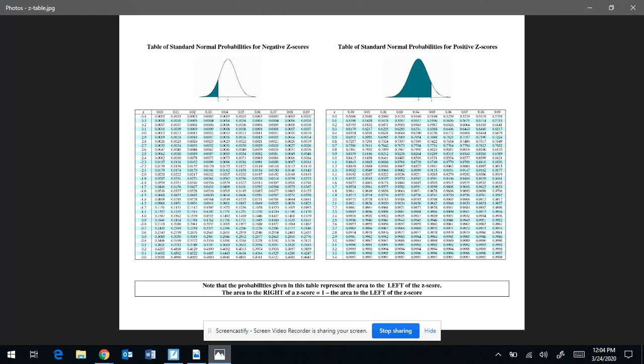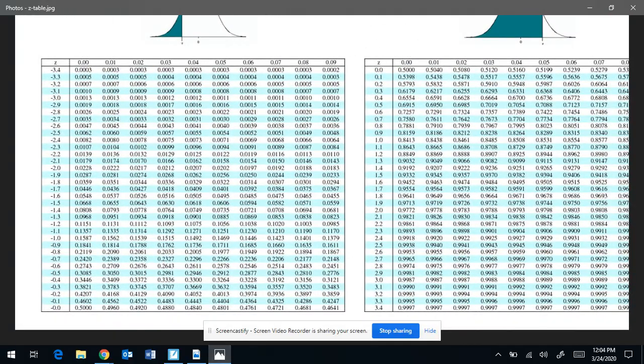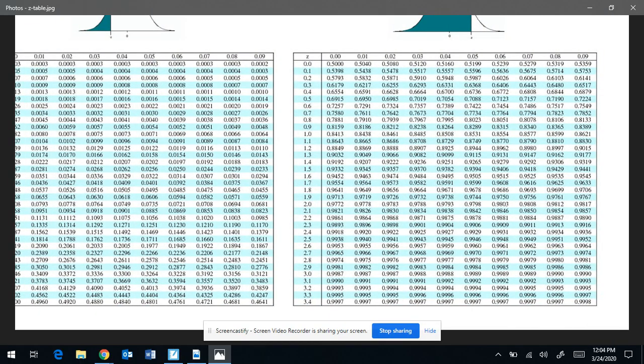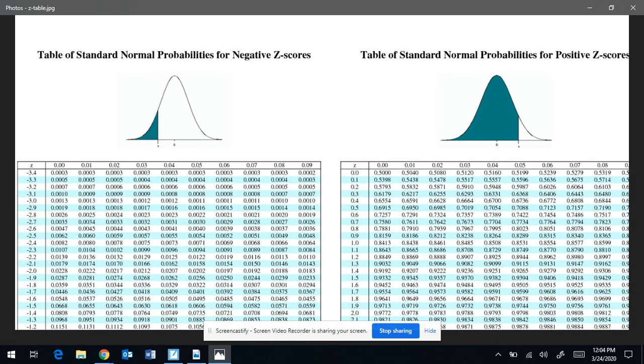So to read the z-table, you need to know your z-score, and you find it either on the left-hand side with the negative z-scores or on the right-hand side with the positive z-scores. If you look at the pictures above, notice that in both curves, there is shading to the left in each curve. That's because your z-table only tells you the percentage below the z-score that you're finding.